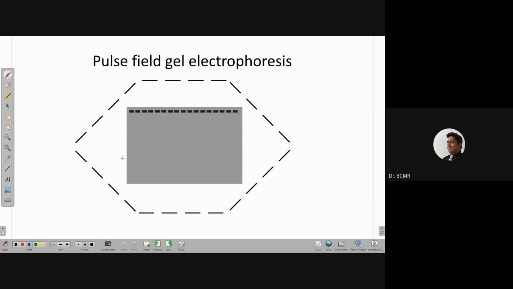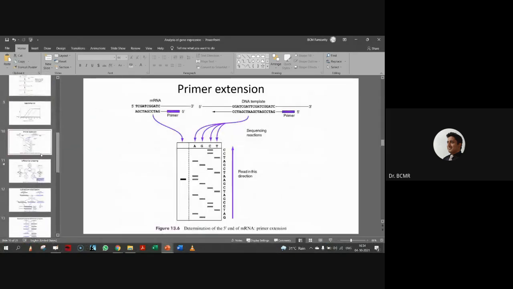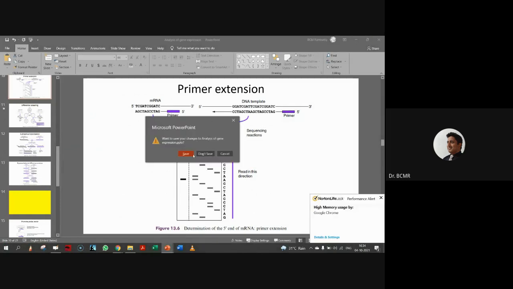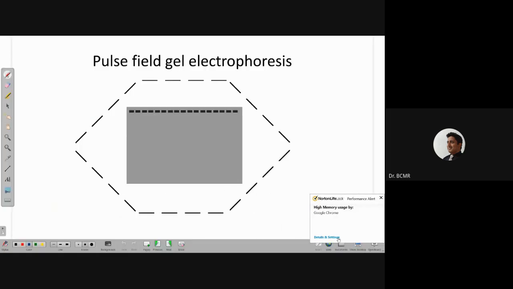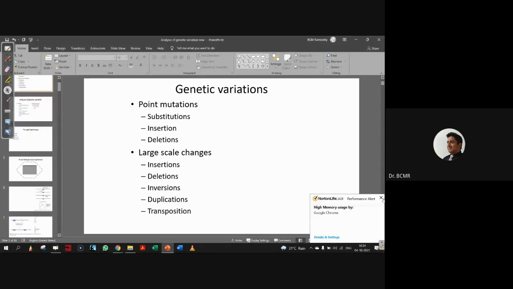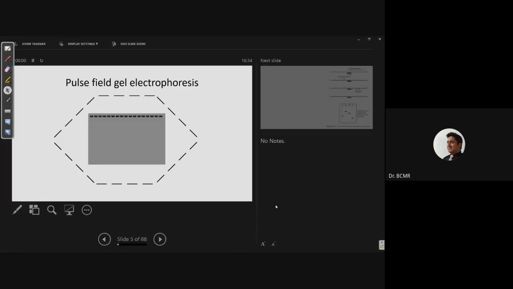So this is pulse field gel electrophoresis. Okay, just give me a minute. Excuse me. You can see my screen, right?